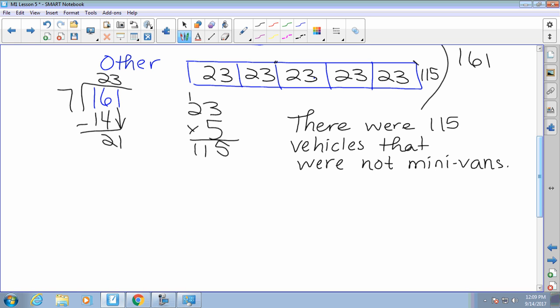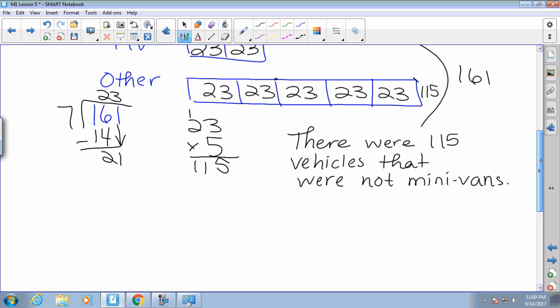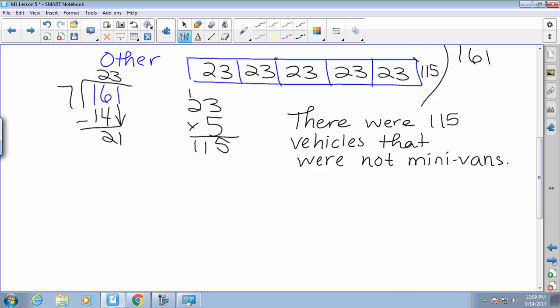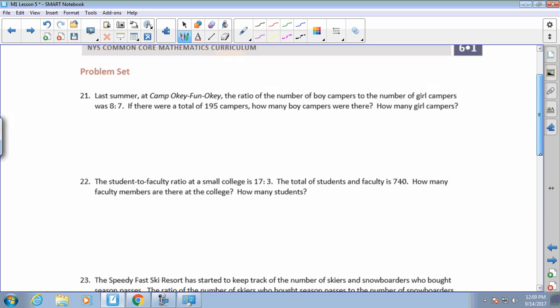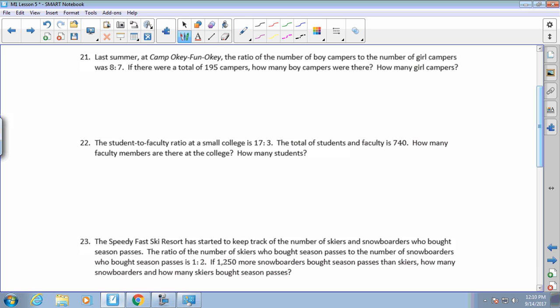All right, and a lot of people got that correct. Nice job. A lot of people who didn't get that correct just had a few minor errors that they need to work out. All right, we're going to move on to today's lesson. We have a few problems we're going to do together, and then you're going to practice on your own, and then you'll have your homework, okay?